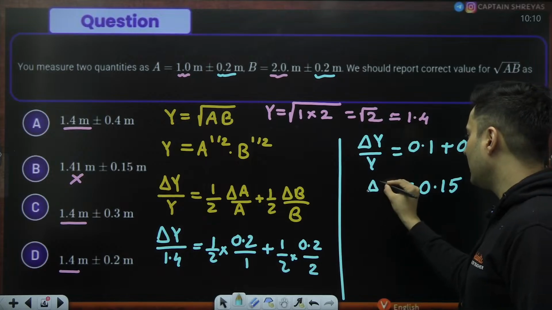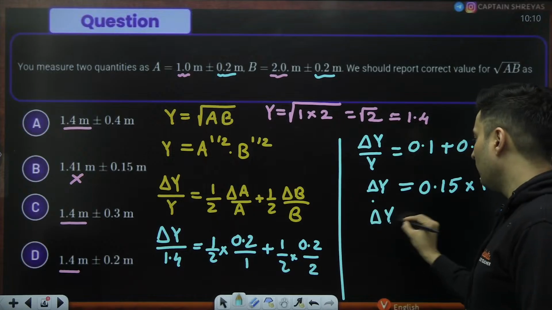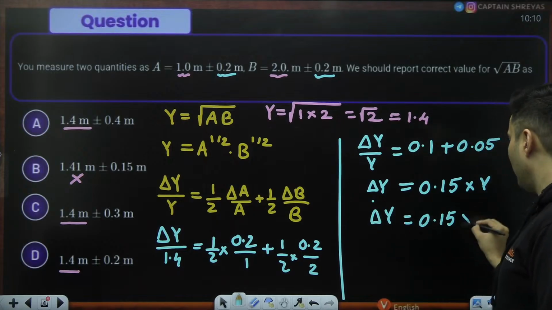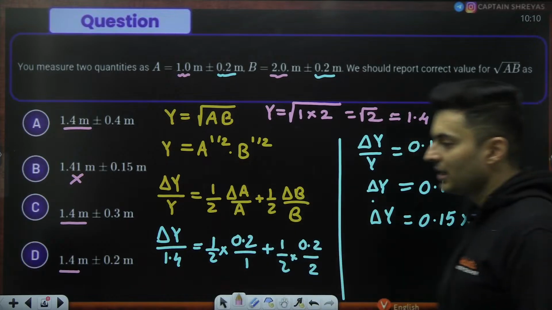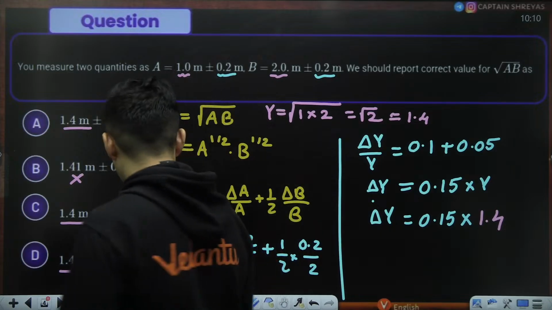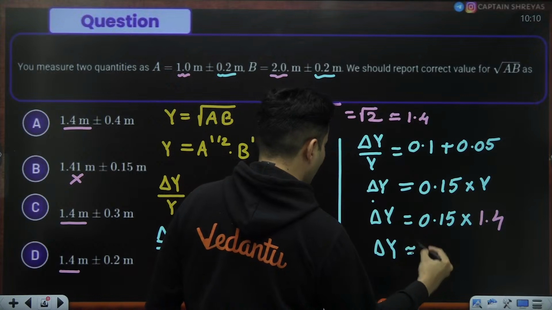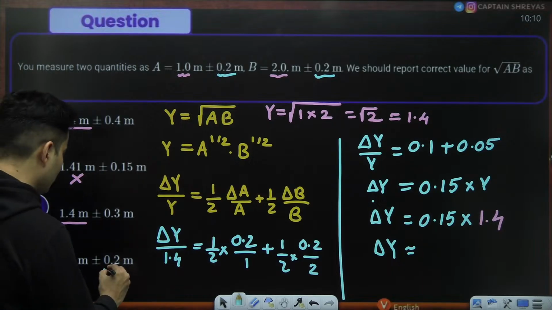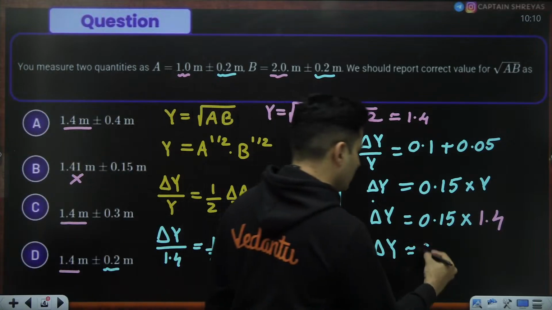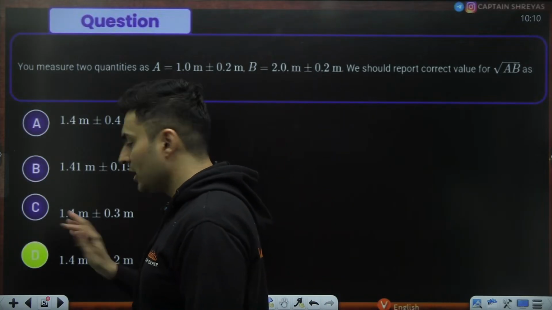So that is delta y by y, or you can take y on this side. So delta y will be nothing but 0.15 multiplied by the value of y, which we just obtained to be 1.4. How much is this going to come out to be approximately, my dear students? 1.4 into 0.15. Yes, almost like 0.2. So this will be like 0.2. So hence the correct answer to this particular question is option D.